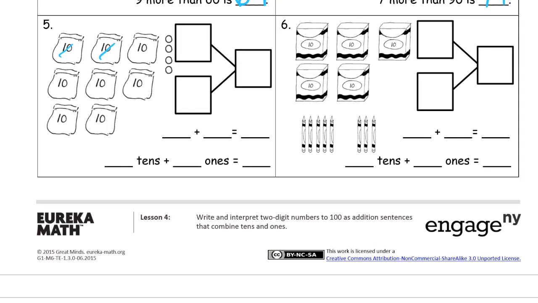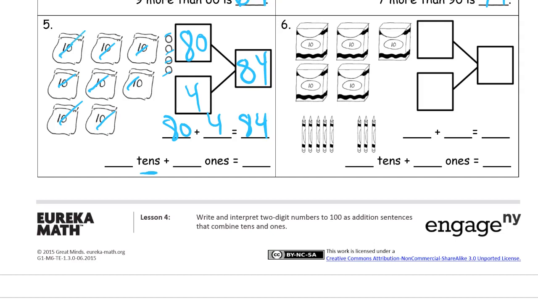10, 20, 30, 40, 50, 60, 70, 80. 80 and 1, 2, 3, 4. That's going to be 80, 81, 82, 83, 84. 80 plus 4, those are the parts. Our total is 84. How many tens are there? Not 80. There's not 80 tens. Be careful about this. There's 8 tens, right?